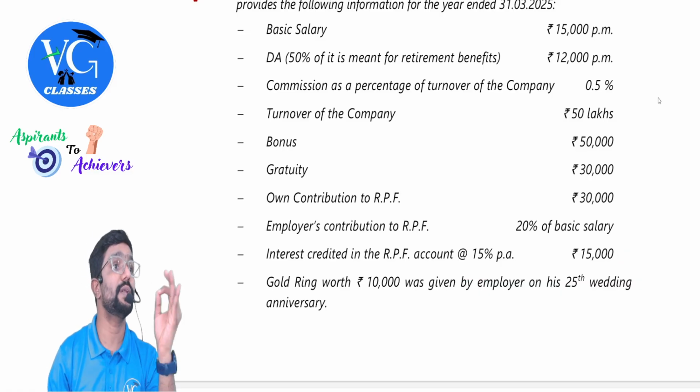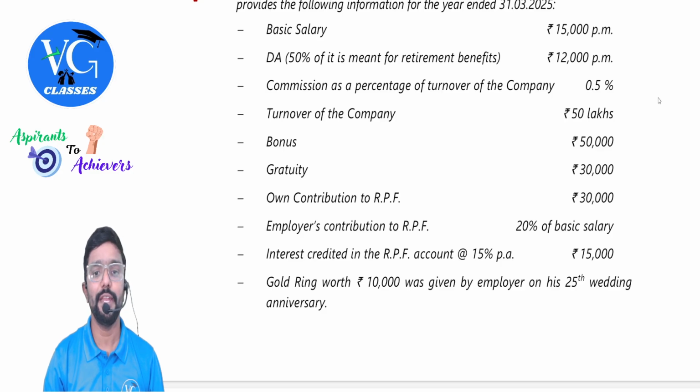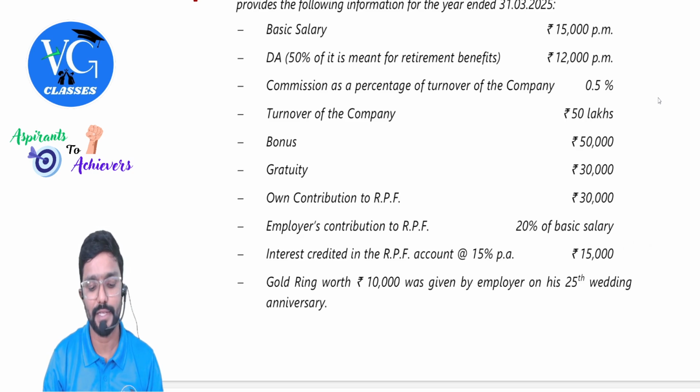But how much is exempt? Only 9.5%. Remaining 5.5 is it taxable? Yes, it is taxable. Remaining 5.5 is taxable.